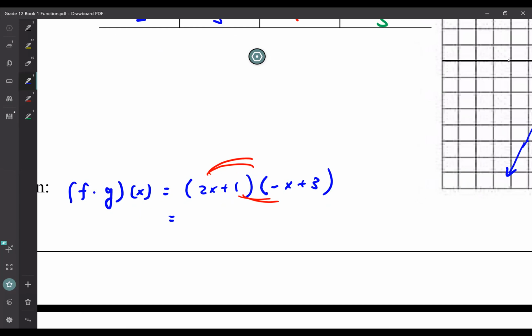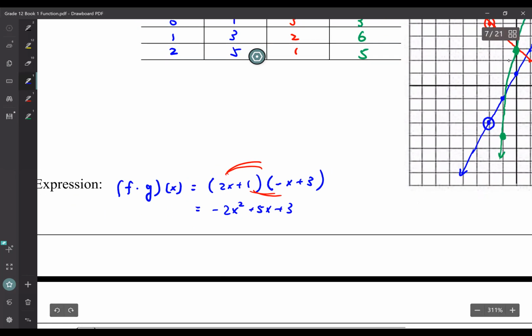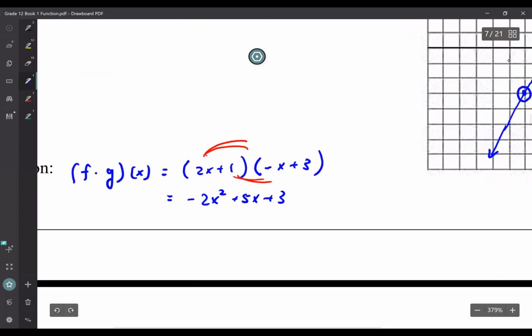Okay, Samantha, what's your answer? Negative 2x squared plus 5x plus 3. Okay, anyone got different? Emily, do you have the same? Yeah. Okay. Cindy, how about you? Do you have the same? Yeah. Okay, right. So this is a parabola. However, this form is called the general form. It doesn't really tell much, right?